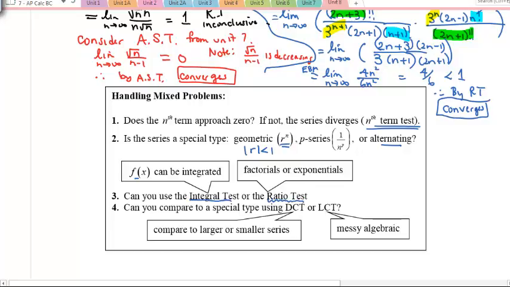And then I look at, can I compare it to a special type? So compare larger or smaller series. That's the direct comparison test. Or the limit comparison test when you really have some messy algebra.